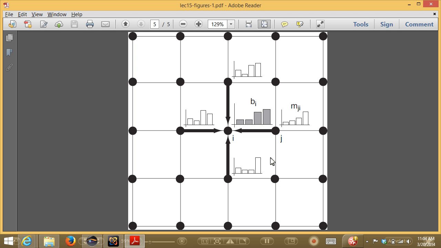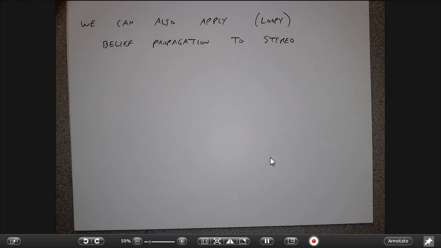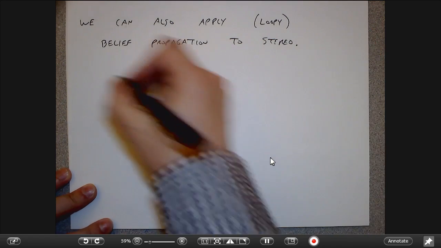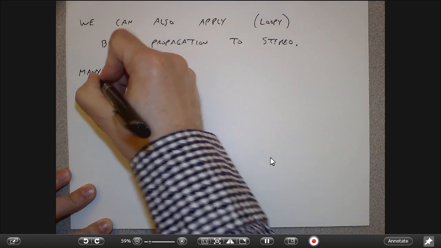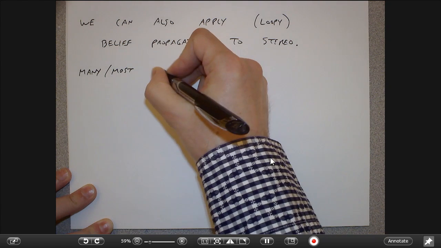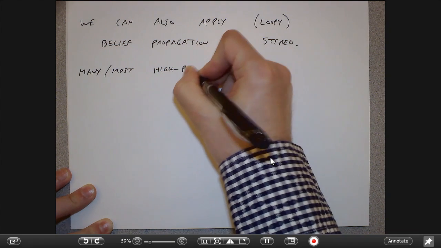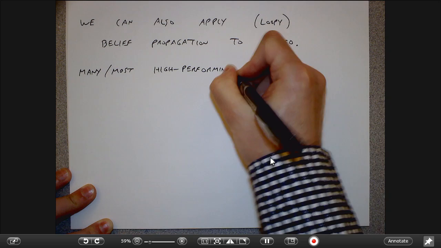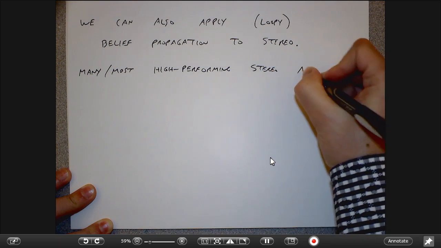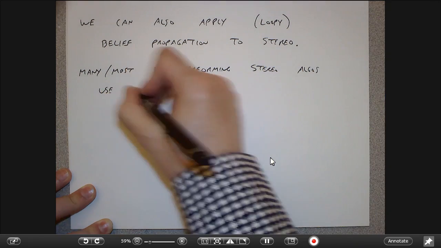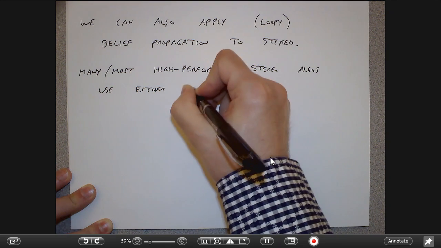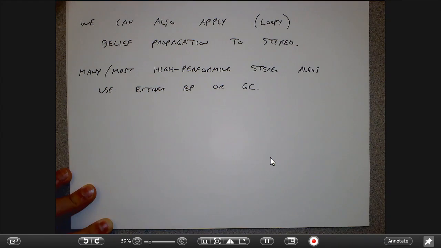And so the message passing algorithm that would need to happen to map onto stereo is outlined in the book, in terms of what these messages actually are and how you combine them. I'm not going to say anything more about that, other than the fact that we can do this, and I would hazard a guess that many, if not most, high-performing stereo algorithms use either one of these approaches: BP or graph cuts.